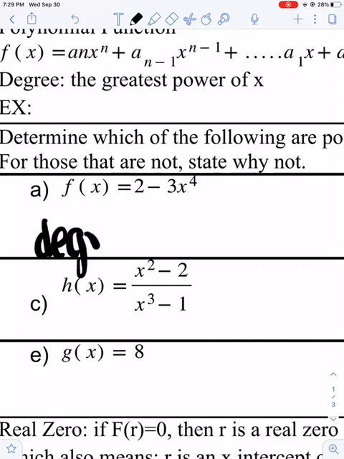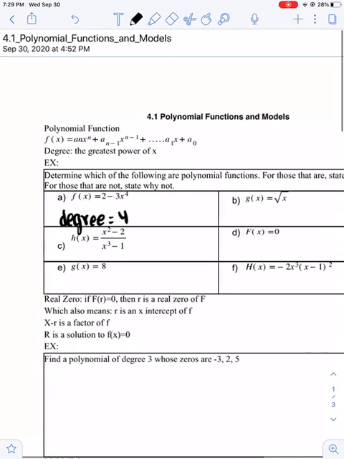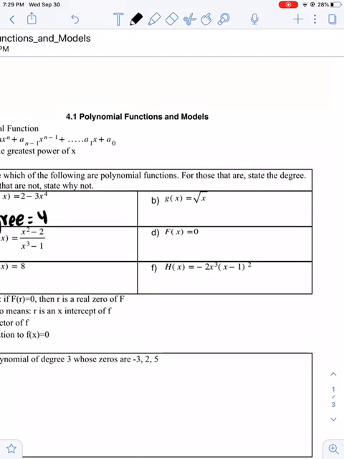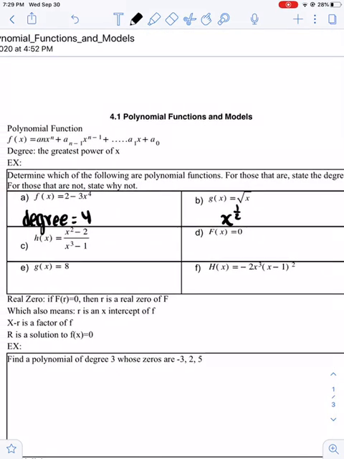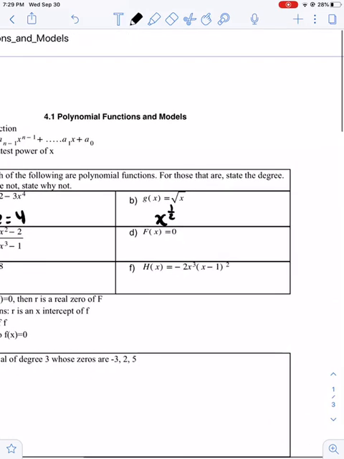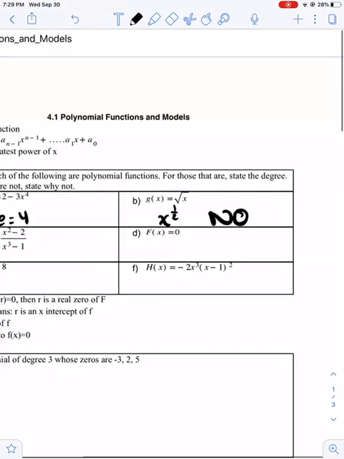So our degree equals 4. The next one is g of x equals the square root of x. We can rewrite the square root of x to have the exponent of 1/2. The degree of a polynomial function needs to be an integer or a whole number. 1/2 is not, so this is not a polynomial function.